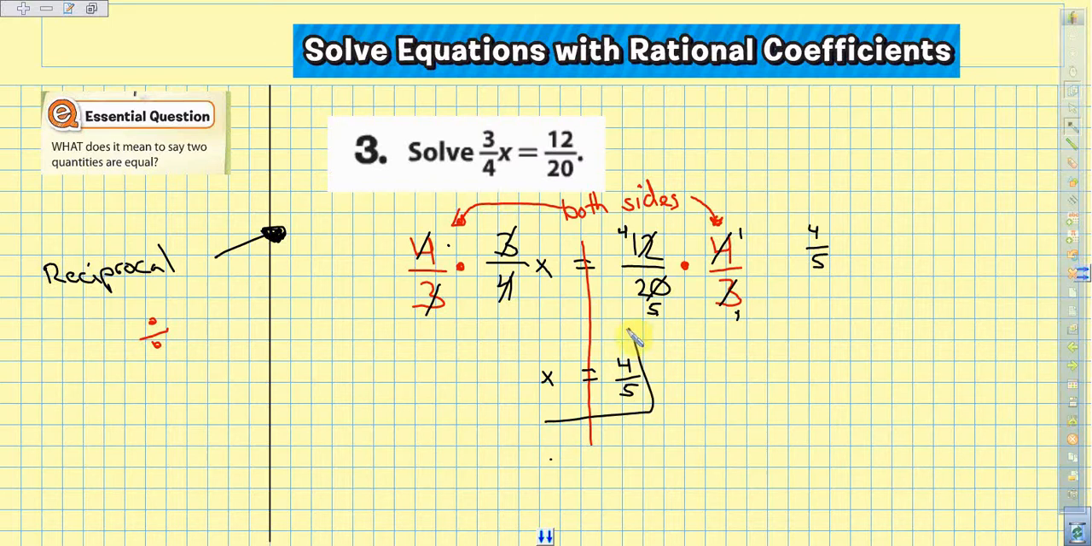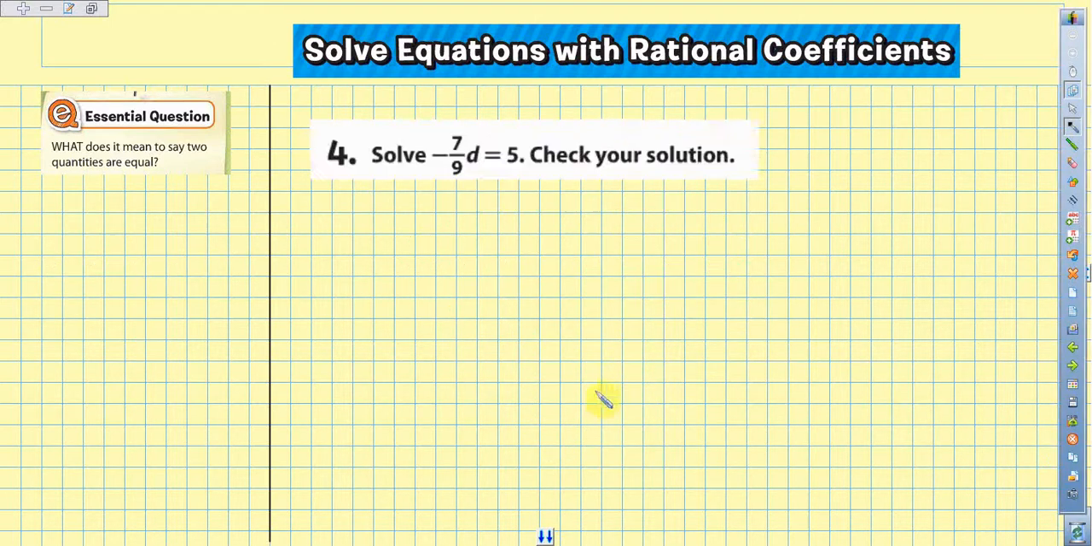Okay? And that's how you do it, using the reciprocal. Let's look at another one. Same idea. This time we have a negative though, and we have a 5. So we have a whole number and a fraction. So let's rewrite it. -7/9 d is equal to 5.